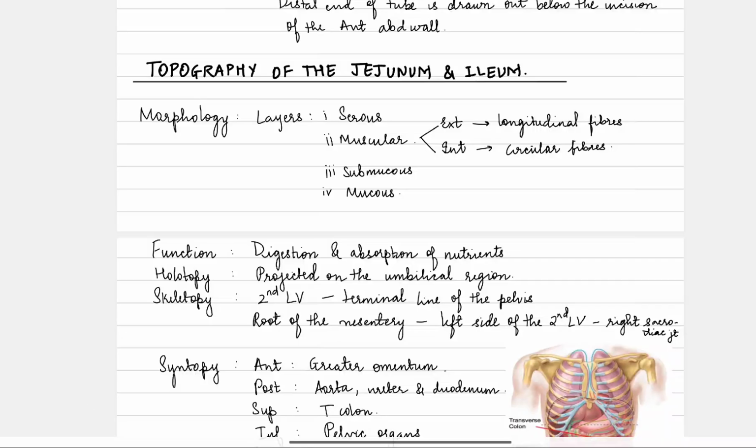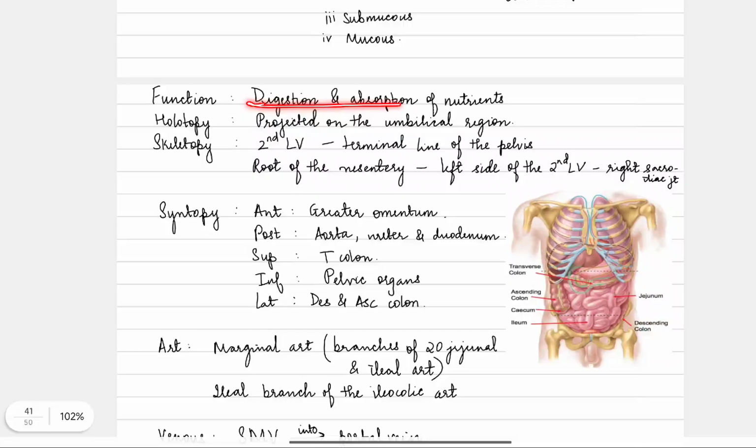Topography of jejunum and ileum. Morphology: there are 4 layers: serous, muscular, submucous, mucosa. Muscular has an external longitudinal layer and an internal circular layer. Function is digestion and absorption of nutrients. Holotopy is projection on the umbilical region. Skeletotopy is second lumbar vertebra, terminal line of the pelvis, and root of mesentery, left side of the second lumbar vertebra to the right sacroiliac joint.